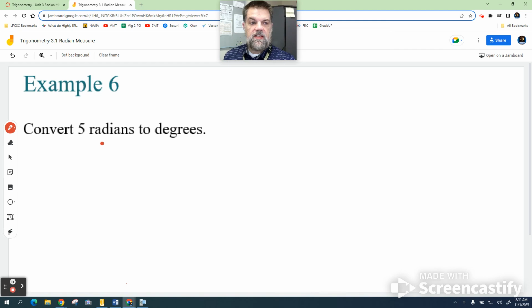So same thing here. We're converting radians to degrees. Remember, this is a tricky one because we're dividing by pi. So we would say 5 radians.